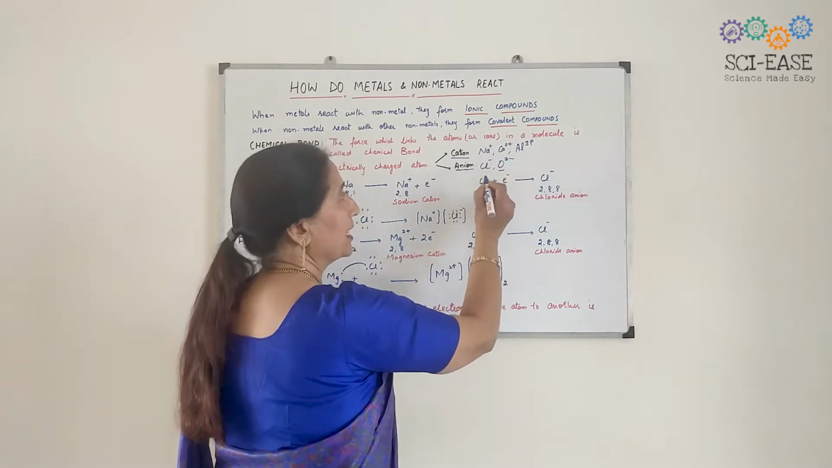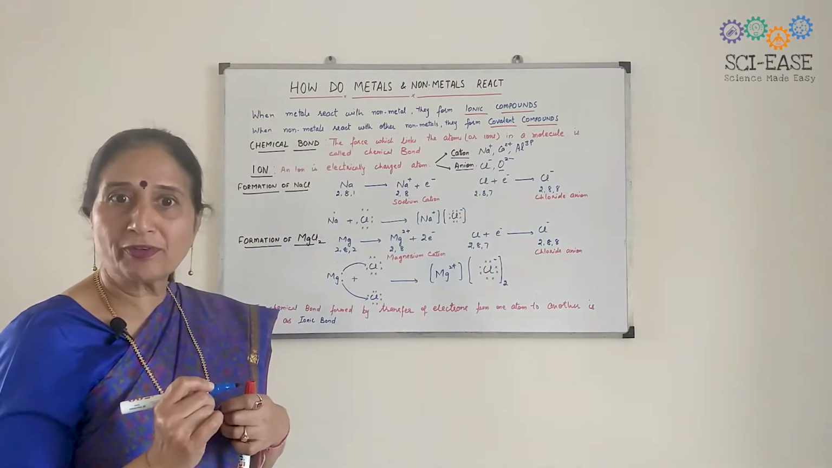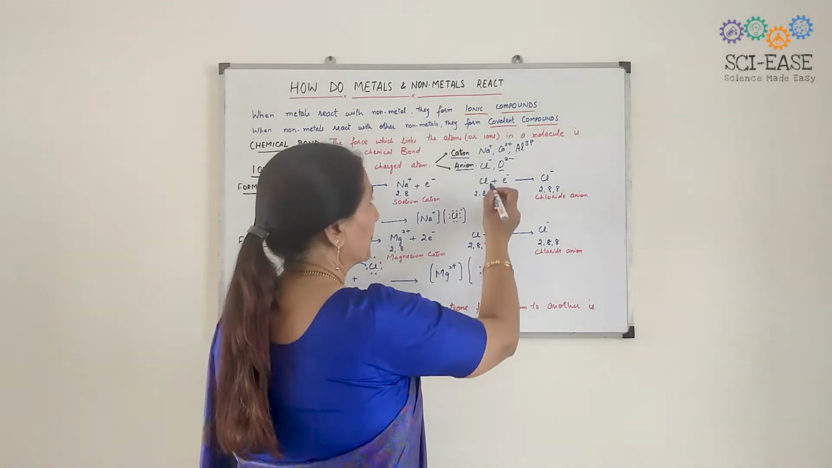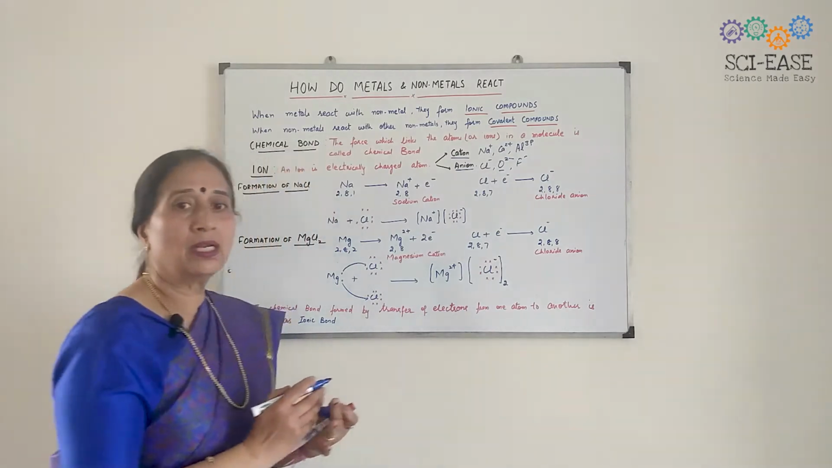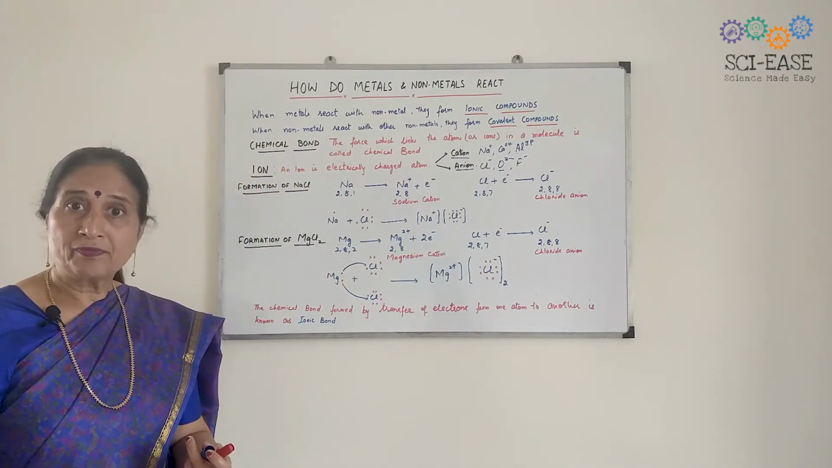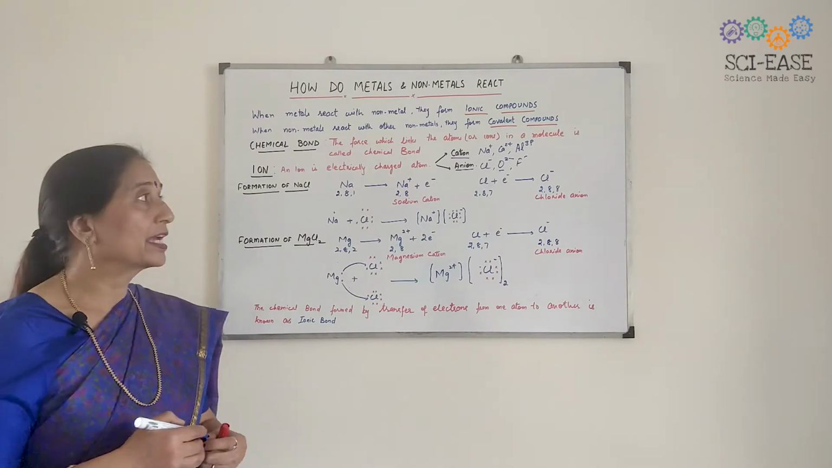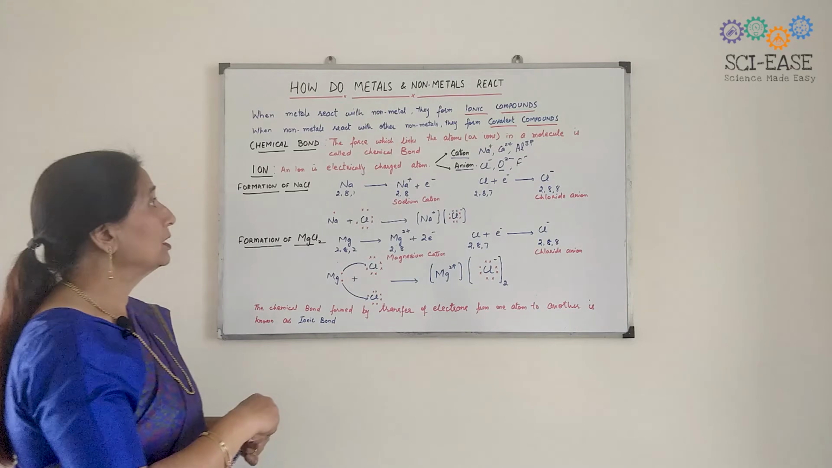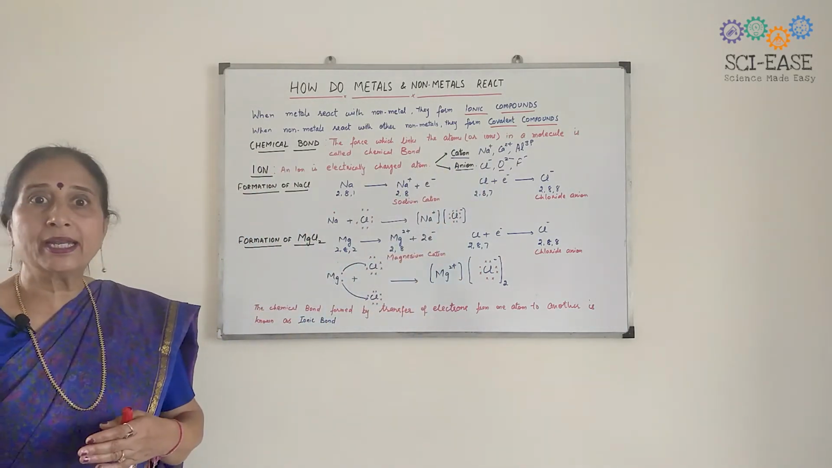Oxygen, O2-. Here oxygen is gaining 2 electrons to acquire the nearest noble gas configuration of neon. F-, fluorine will gain 1 electron and result in the formation of F-. So these two terms should be clear to you before we study ionic bonding.